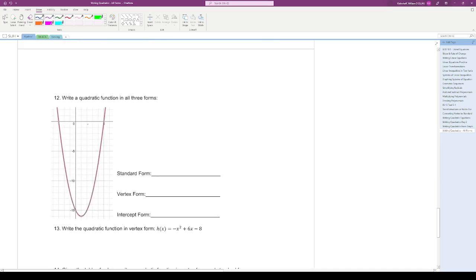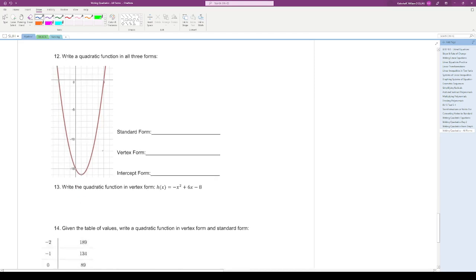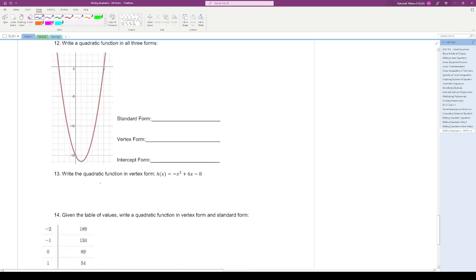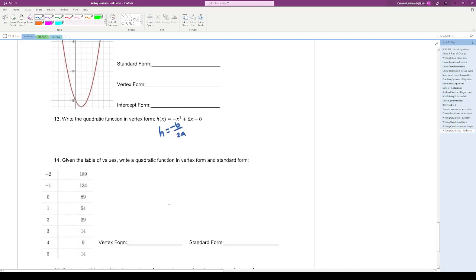We've got another one here where we're doing all 3 forms from a graph. I'm going to skip that. Write in vertex form, so we're going to use our -b over 2a shortcut here to find h, and then we've done a bunch of problems like this already today, so you can follow through on that one.